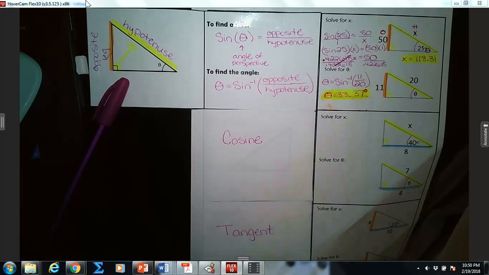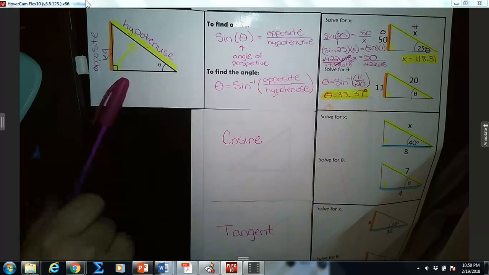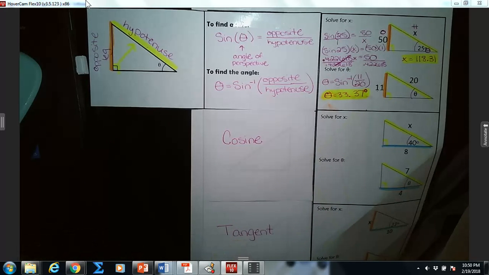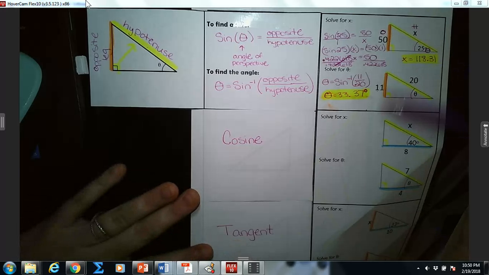Okay, that was our very first look at trig. We're going to keep going. I'm going to see what it looks like for cosine and tangent. But this was a good first step.